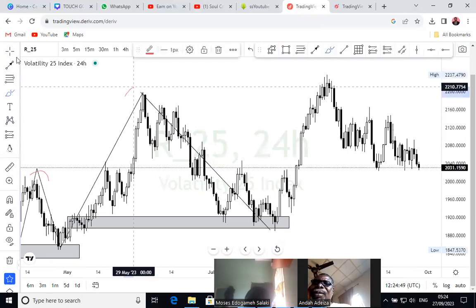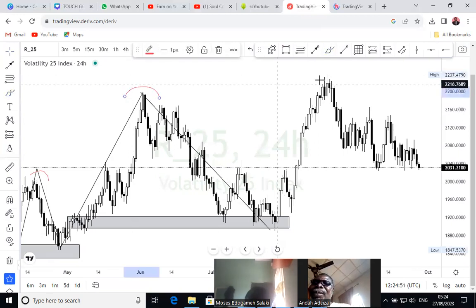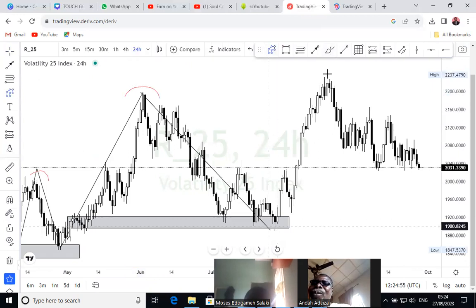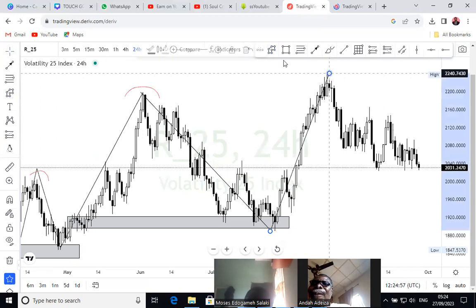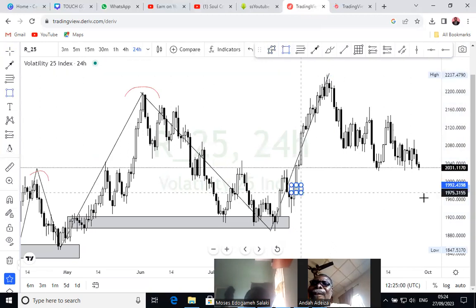Price took this high. Now that price took this high, what are we expecting? Now we're expecting that price should return. I can see this gap here.